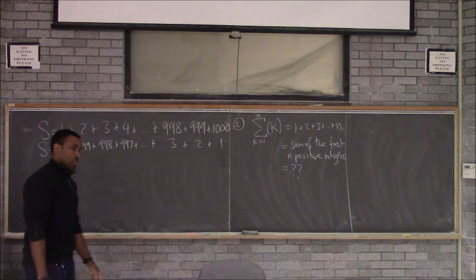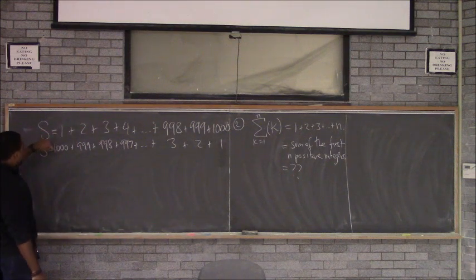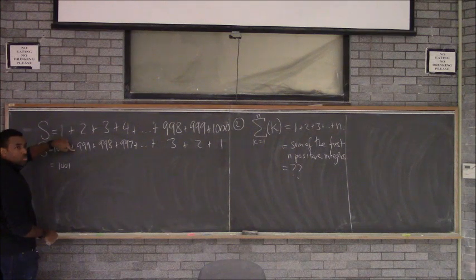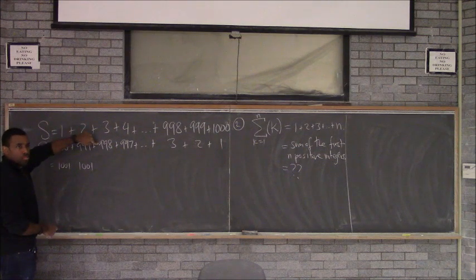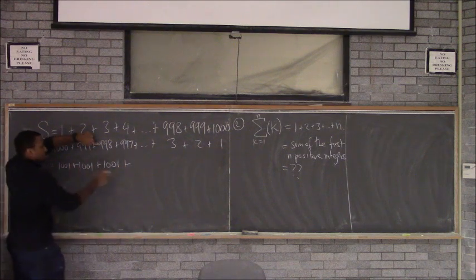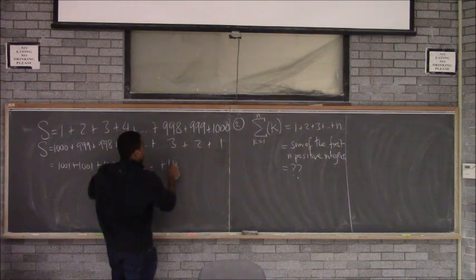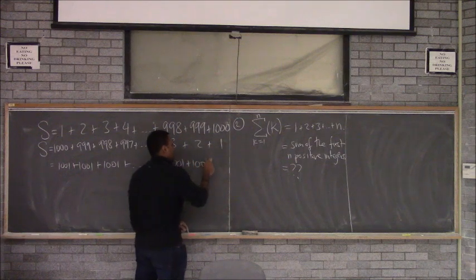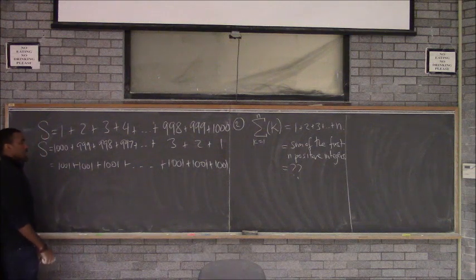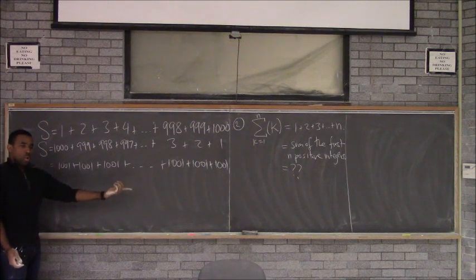But here's something that you would notice. What happens if you add 1,000 in this one? You get 1,001. What if you add these two? You get 1,001 again. Adding these two, you get 1,001 again. You'll always get 1,001, 1,001, 1,001. Now, if you add up all these 1,001s, what are you going to get?